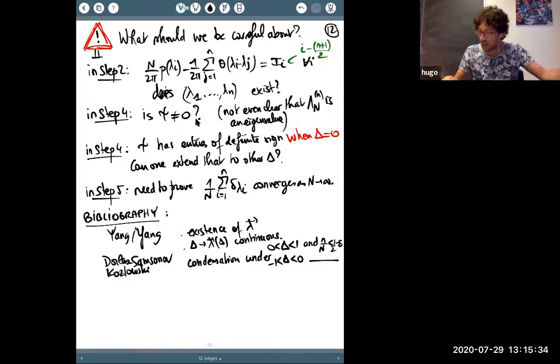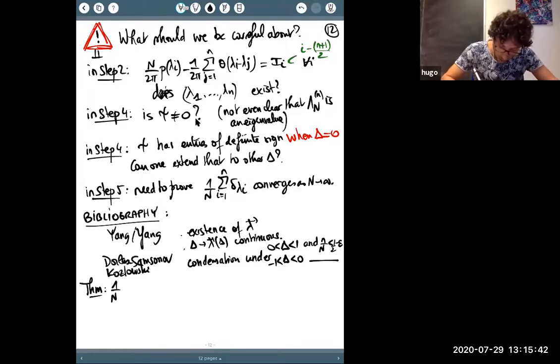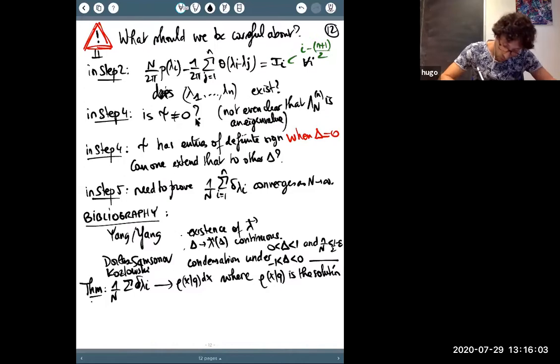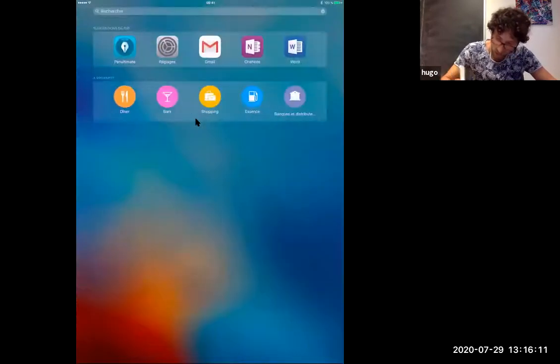And by the way, let me tell you what these authors proved. What they proved is indeed that 1 over n sum of delta lambda I converges to a measure rho of x q dx, where rho of x q is the solution to what we call the continuous Bethe equation.